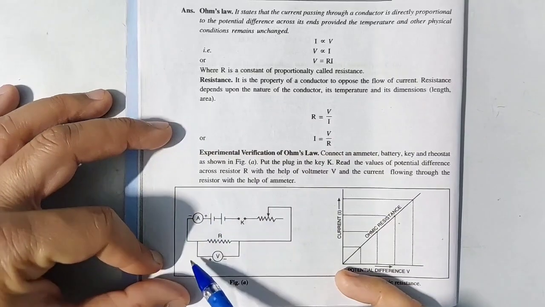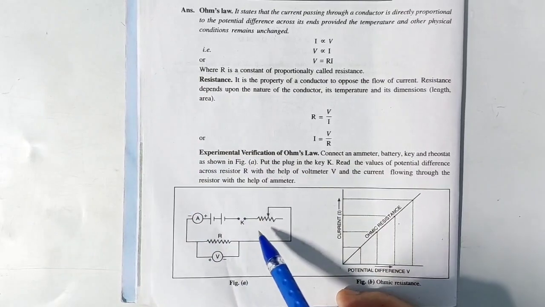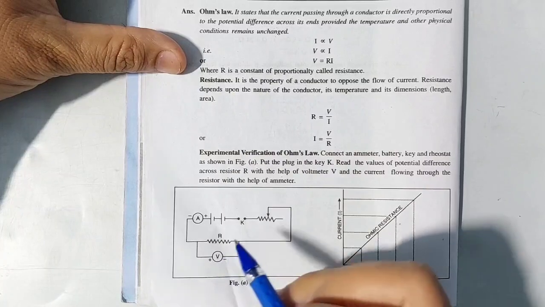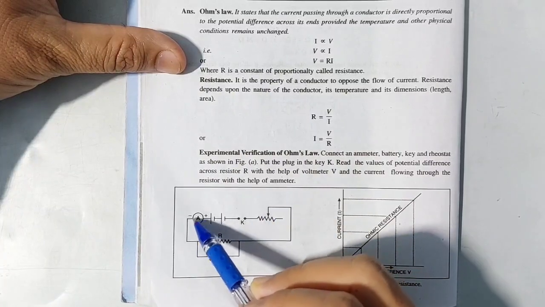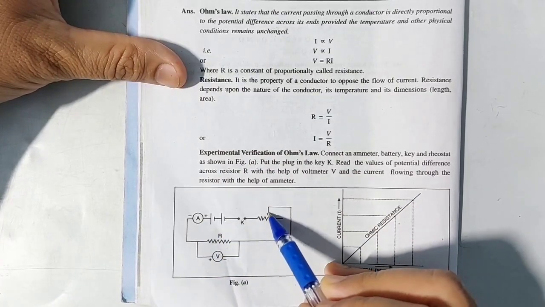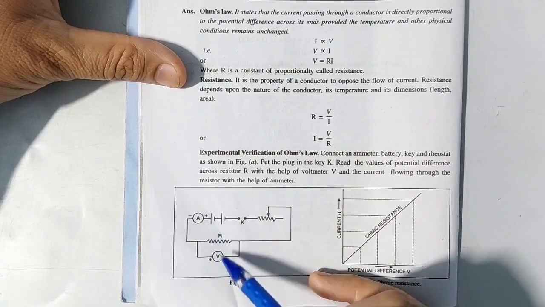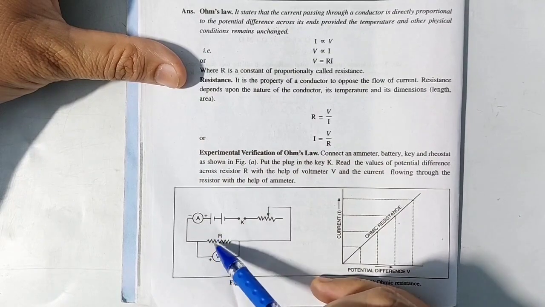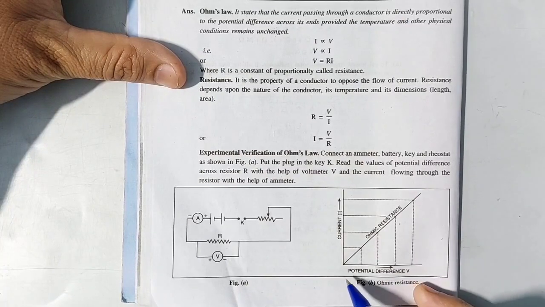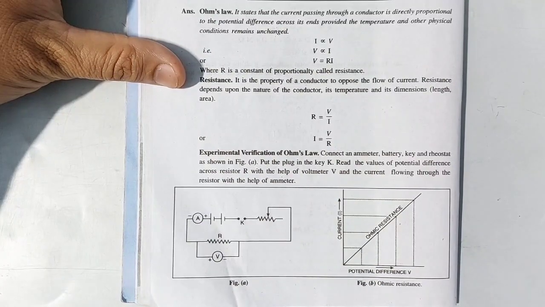Now after completing this circuit, we start taking reading. We take a reading of potential difference from voltmeter and reading of current from ammeter. When we take first reading, then after first reading we change current from rheostat. Then again we take reading of ammeter and voltmeter. In this way we will take 2 to 3 readings, and then we will draw a graph between potential difference and current.